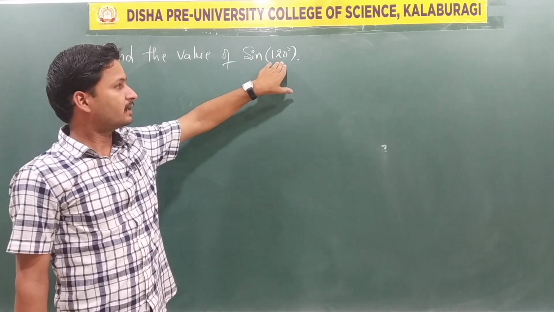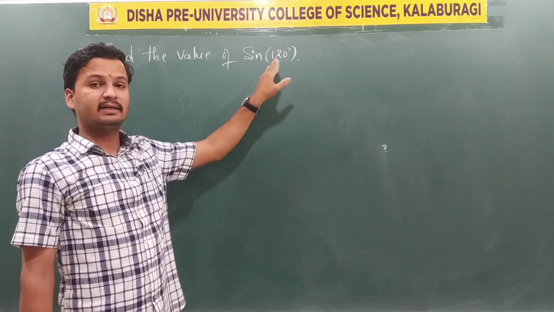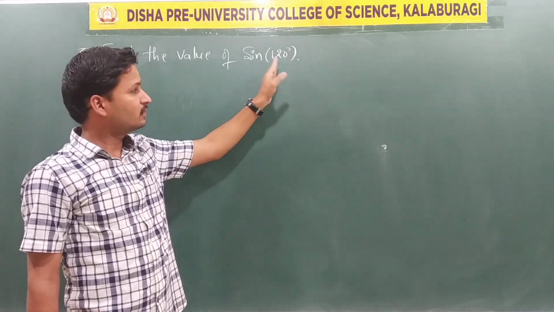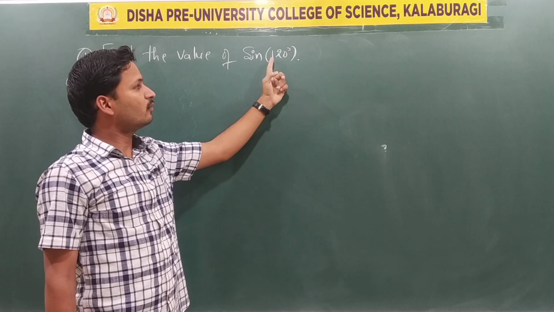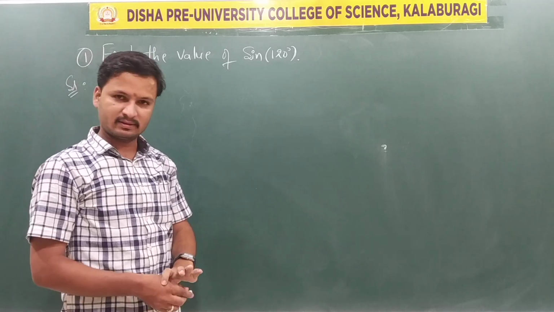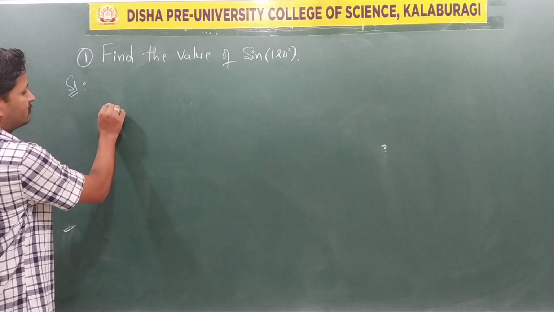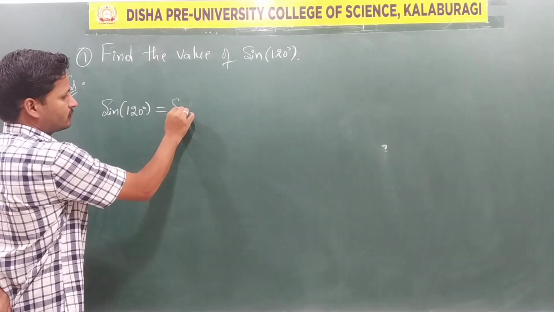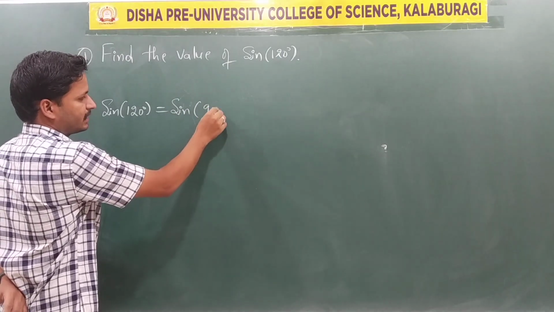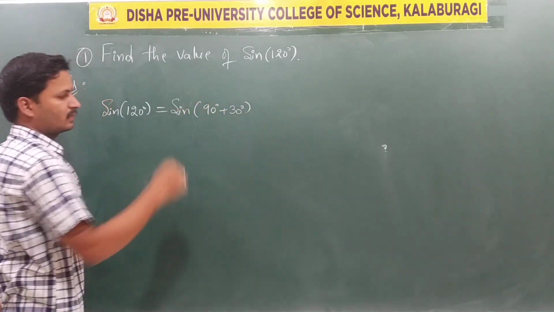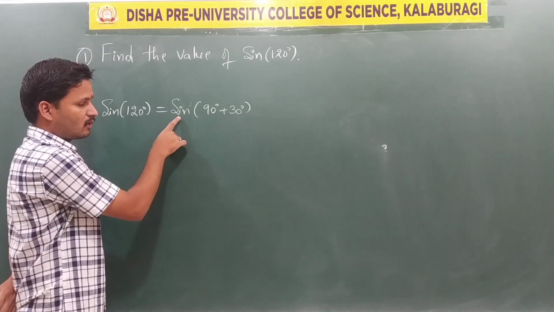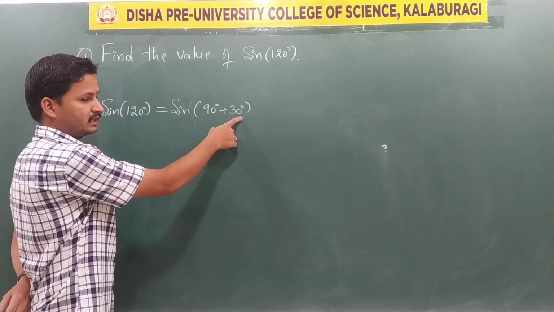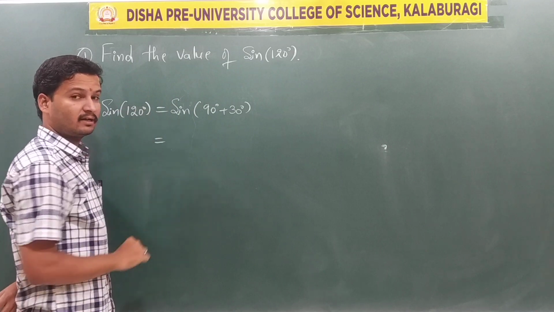Are there possibilities? Right now 120 degree can be written as 90 degree plus 30 degree. Similarly, 180 minus 60. So first write down sine of 120 degree as 90 degree plus 30 degree. Solution: sine of 120 degree is equal to sine of 90 degree plus 30 degree. Now this is of the form sine of 90 plus theta. How to evaluate it? This is by the allied angle concept.